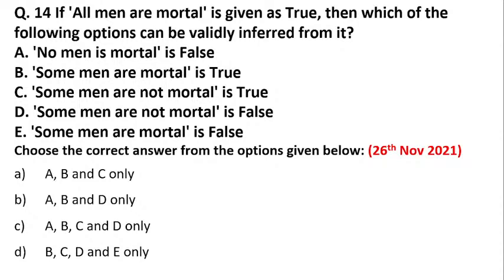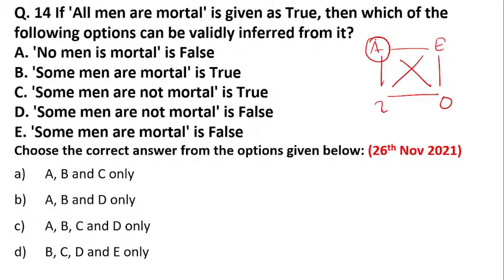then the 14th question. All men are mortal is true. So let's draw this A, E, I, O. Students, this type of question has real high chances of coming in the examination. I will tell you how to solve this question. So all men are mortal is true. Where will the statement all men are mortal come? This is a type of statement.